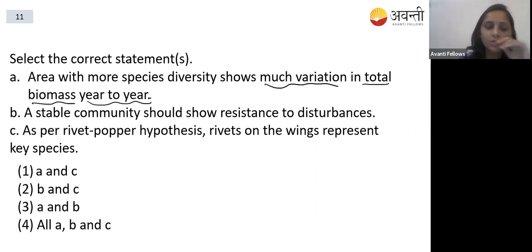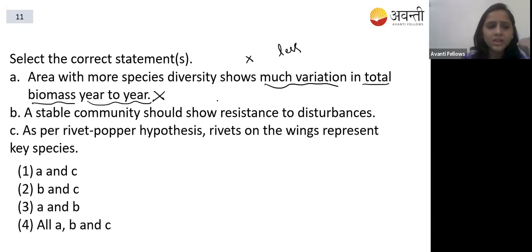No, guys. Where there is more diversity, we can see that the variation will be very less year to year. Okay, it is not the correct answer. The variation will be less. There is not much variation, the variation will be less year to year. So this option is wrong.